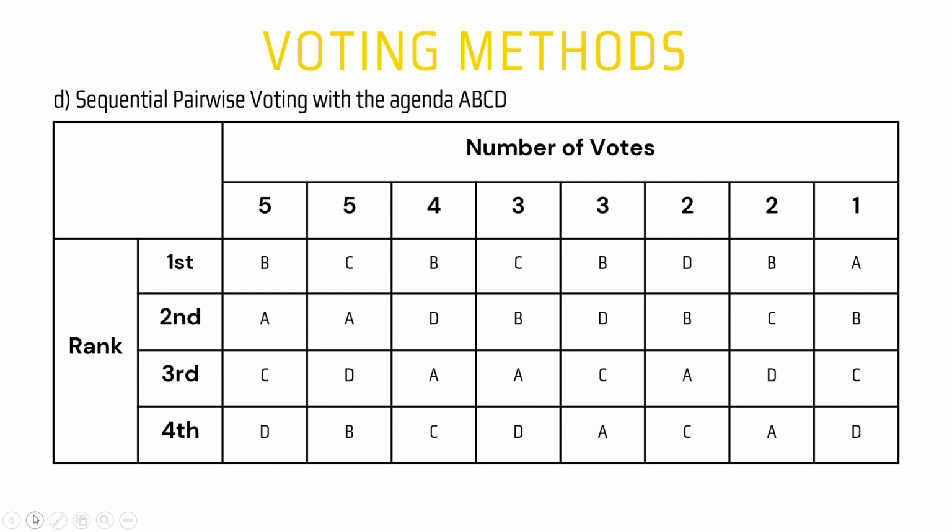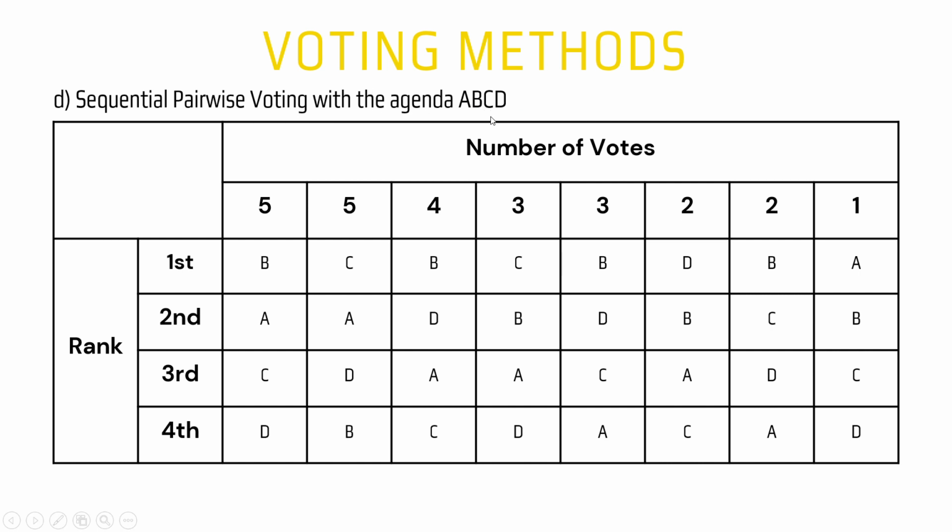Lastly, via sequential pairwise voting with the agenda A, B, C, D. Sequential pairwise voting basically takes a pair of candidates and compares the total number of first place votes for each candidate. There is an agenda here because we'll be pitting them against each other in this order. First it will be A versus B, and then whoever wins this will go against candidate C, then whoever wins will go against candidate D, and whoever wins that will be the winner of this voting method.